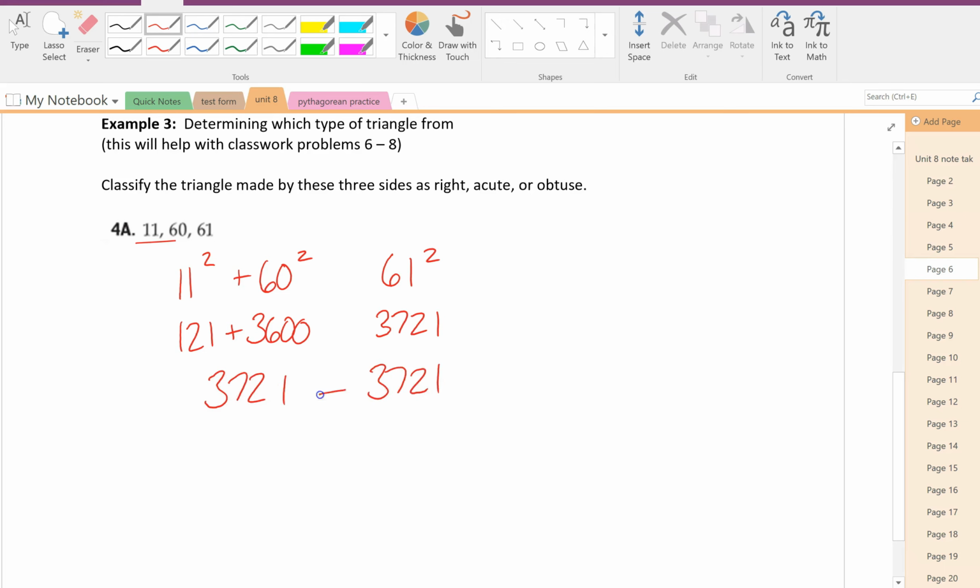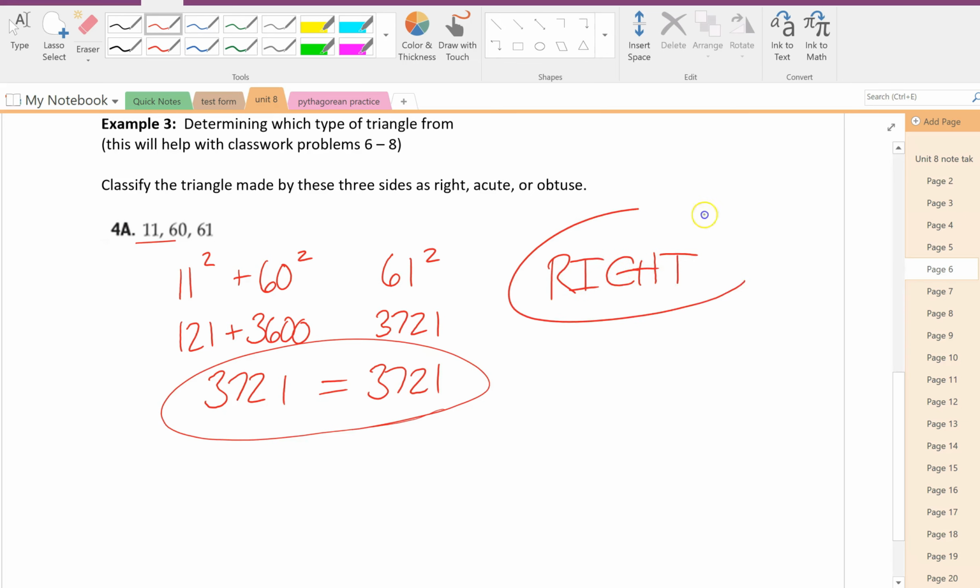So what does that mean? Well, these 2 are equal. If I have 3 side lengths that I can plug into the Pythagorean theorem and get an equation rather than an inequality, that means we have a right triangle. So if I have a triangle and its side lengths are 11, 60, and 61, I'm going to have a right triangle.